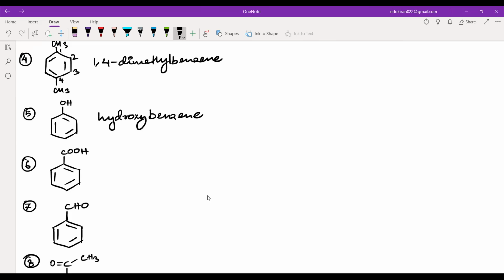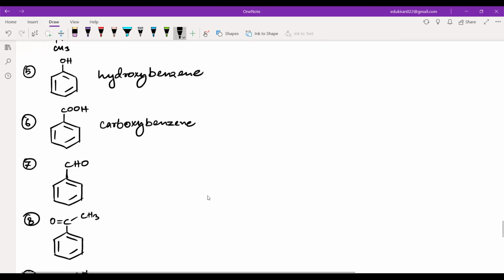What about the sixth one, guys? Carboxy. Yeah, carboxy benzene. Sometimes you can also see benzene carboxylic acid. But as of now we are writing carboxy benzene. It is also fine. You have to change this later on. Okay, fine. What about the next one?